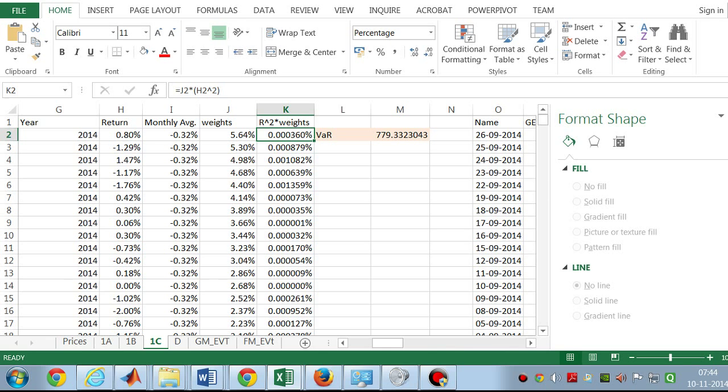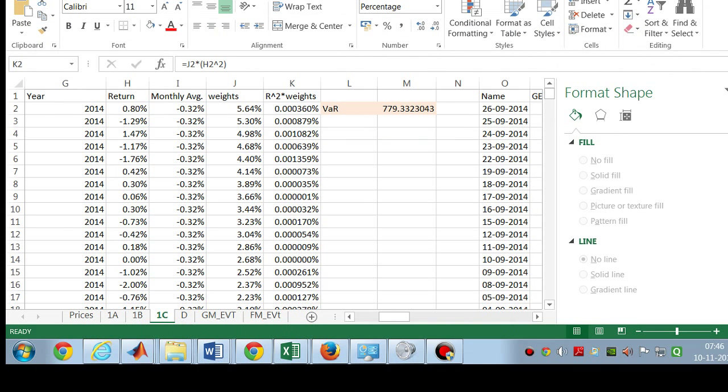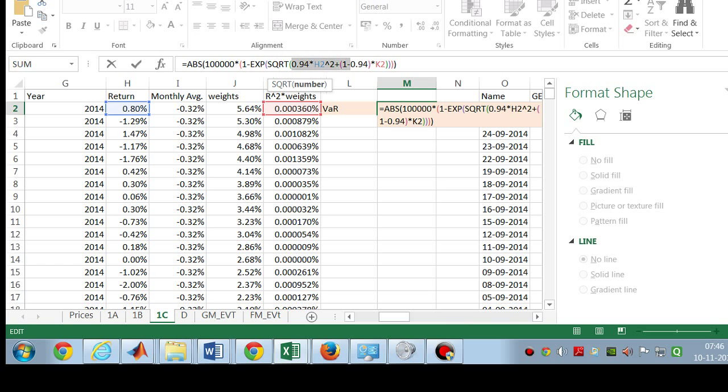Once we have come here, thus if we had to project one period ahead, the next period's volatility would be equal to 0.94 into h square, that is the return square of last period, plus 1 minus 0.94 into K2, which is our twin to weights. This gives us the volatility, and when we take its square root, we get the return back, or log of return back.